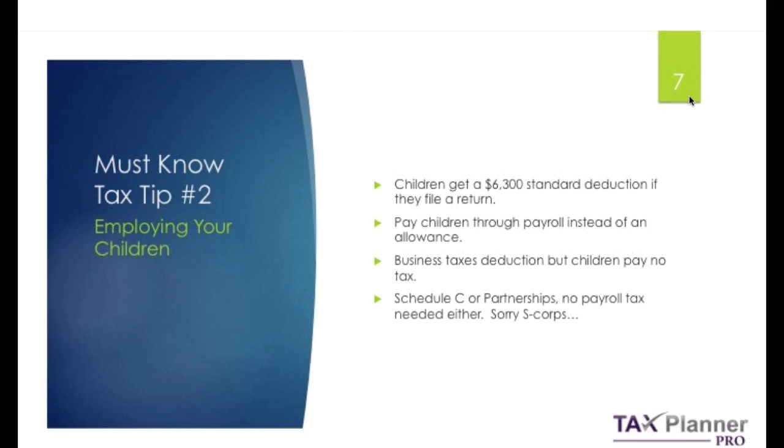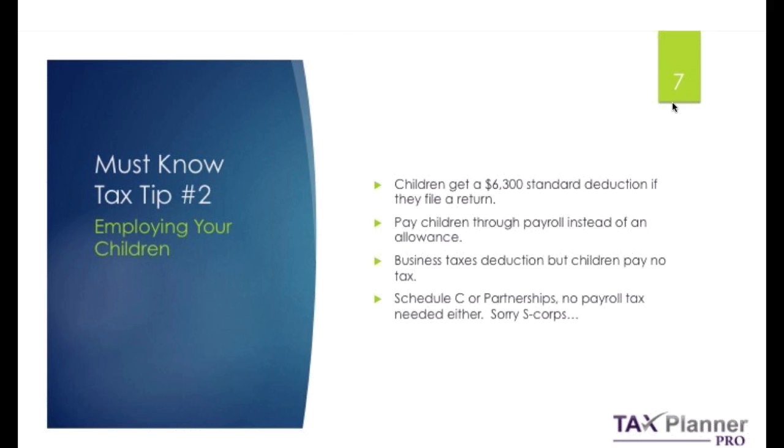So the rule is you can pay your kids up to $6,300 each, and they're not going to pay any tax, but you get to take the tax deduction for it through your business. So it's a freebie. It's a giveaway. It's one of the simplest tips to employ. Now, make sure you pay the kids through the payroll. You get the business tax deduction, but the kids pay no tax. And for Schedule C, sole proprietors and partnerships, you don't even have to pay payroll tax when you pay the kids. That kind of goes back to an old rule for farms and that kind of stuff. But if you have an S corporation, you'll have to pay the payroll tax.